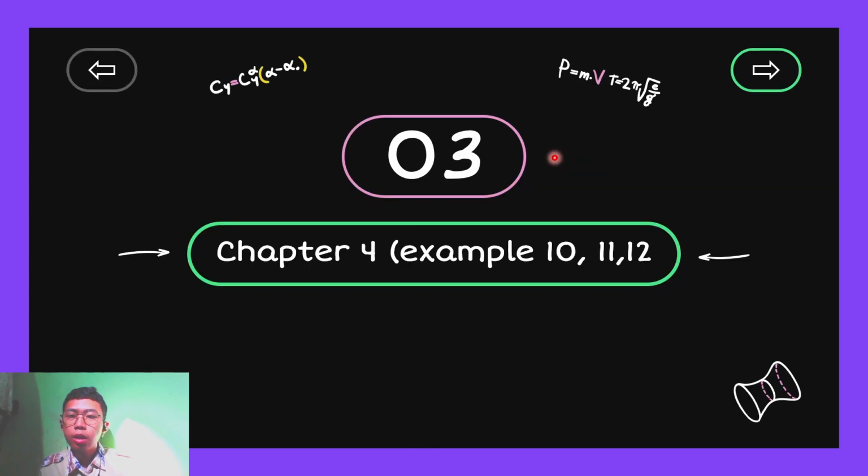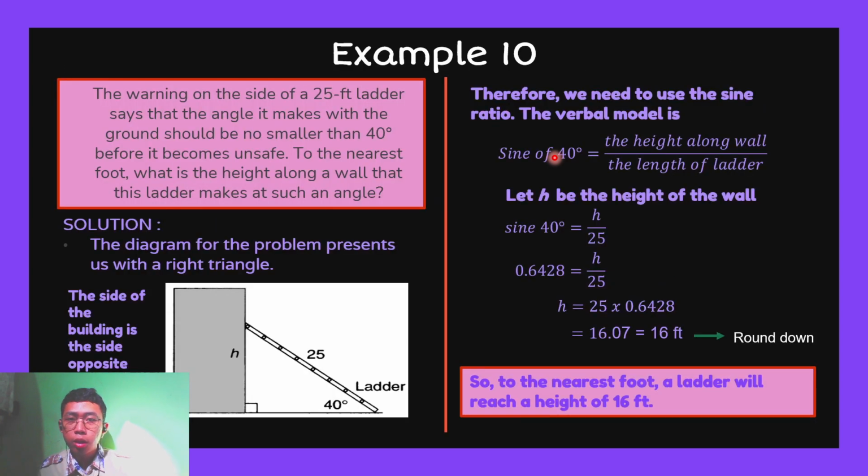That's it. And third, I will explain chapter 4, examples 10, 11, and 12. Example 10, the question is: the warning on the side of a 25 feet ladder says that the angle it makes with the ground should be no smaller than 40 degrees before it becomes unsafe. To the nearest foot, what is the height along a wall that this ladder makes at such an angle?